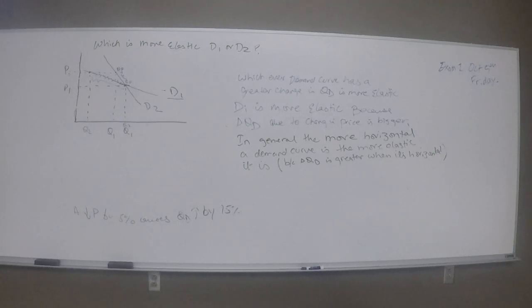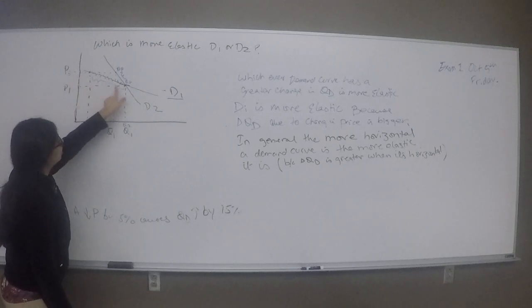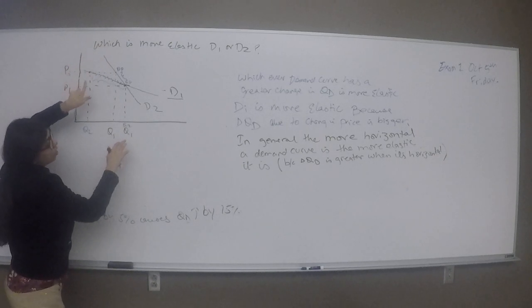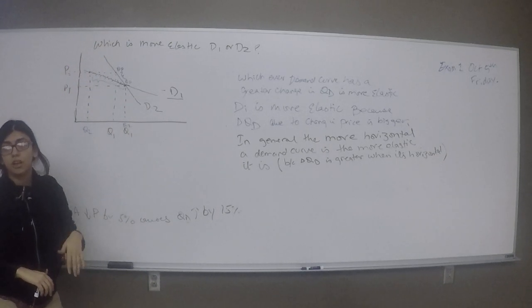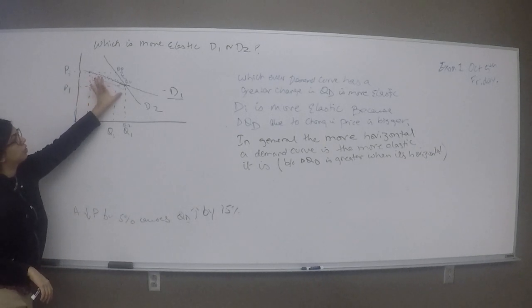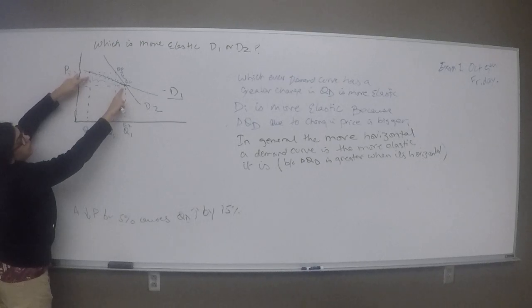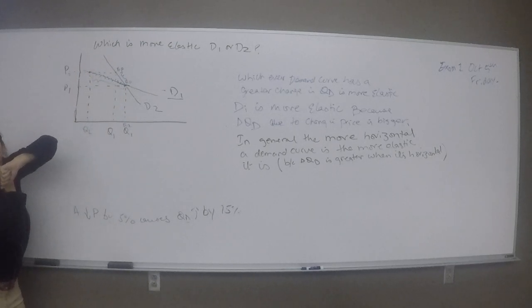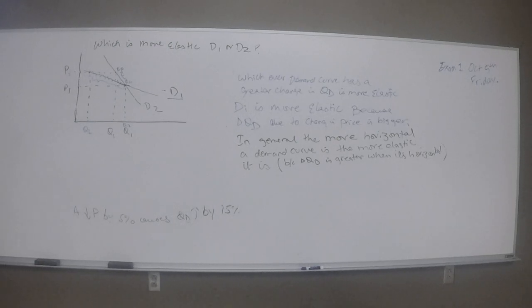In general, the more horizontal a demand curve is, so you see D1 here is more horizontal, more flat. This one is more vertical. So the more horizontal a curve is, the more elastic it is, the greater the change in quantity demand is. Like in this one, the quantity demand change is greater as a result of price compared to D2. It's small. And that's what we're calculating too, right? The responsiveness to price, the responsiveness of quantity demand.